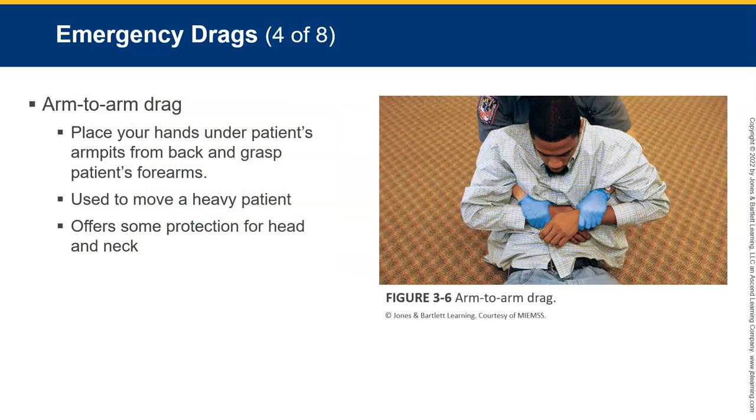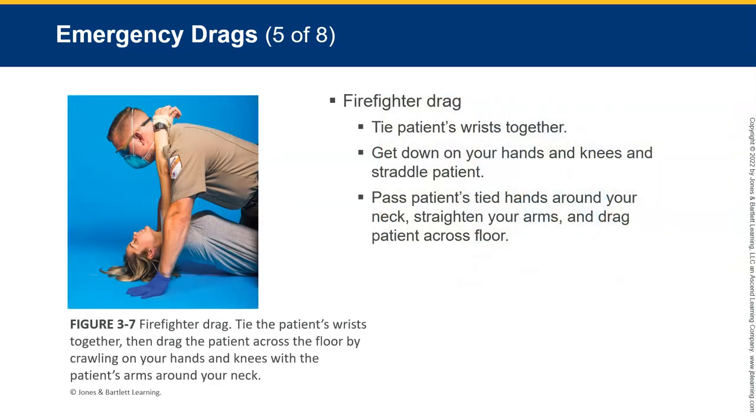Then you see the arm-to-arm drag. If the patient's on the floor, you can place your hands under their armpits from behind the patient and grasp the patient's forearms. The arm-to-arm drag allows you to move the patient by carrying the weight of the upper part of the patient's body as the lower trunk and legs drag on the floor. Like the blanket or sheet drag we talked about earlier, this can be used if they're a little heavier than what you're able to carry. This also offers probably a little more protection for their head and neck.